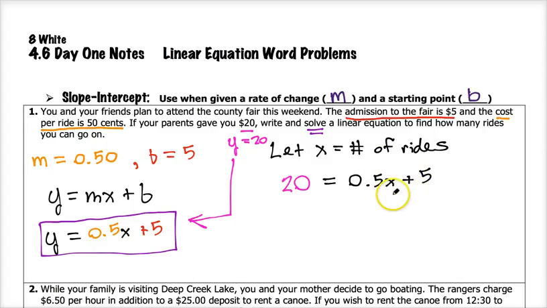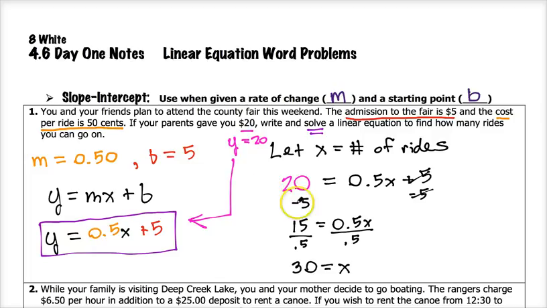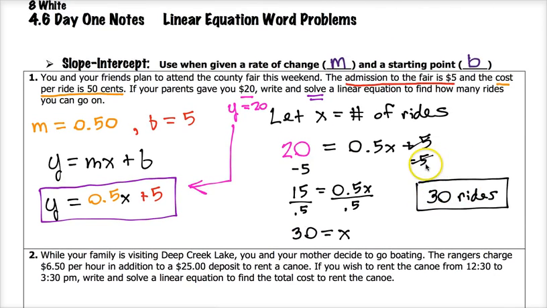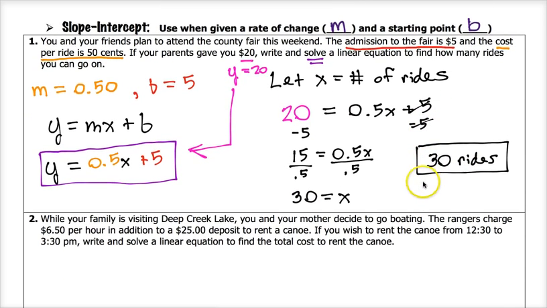So to do that, I need to subtract 5 from both sides of the equation. 20 minus 5 is 15. And to solve for x, I need to divide by 0.5. 15 divided by 0.5 is actually 30. So this tells us that if our parents give us $20, then we can go on 30 rides. $5 for the admission fee, and then $15 more for the remaining rides.